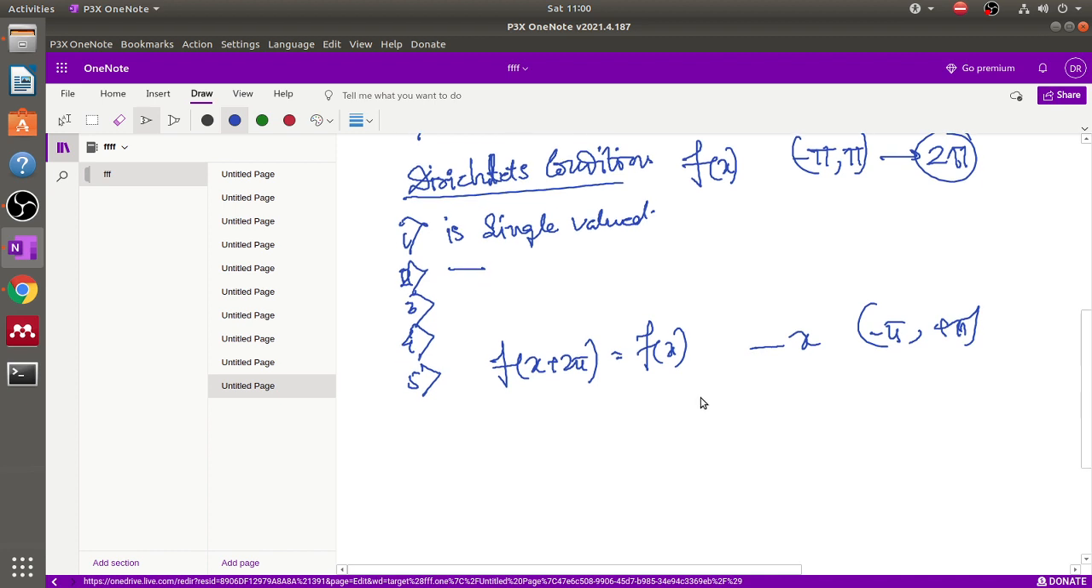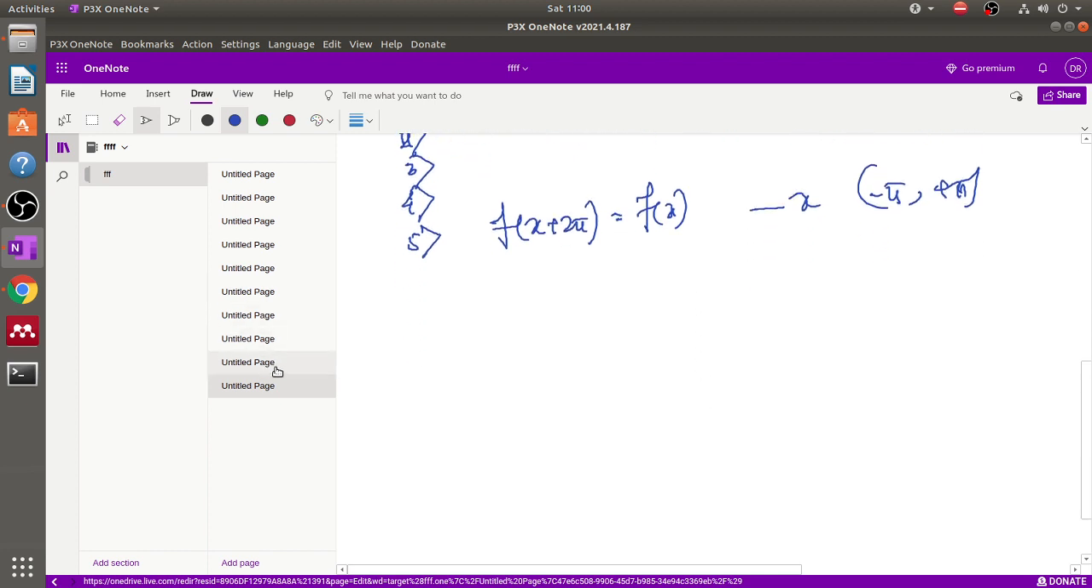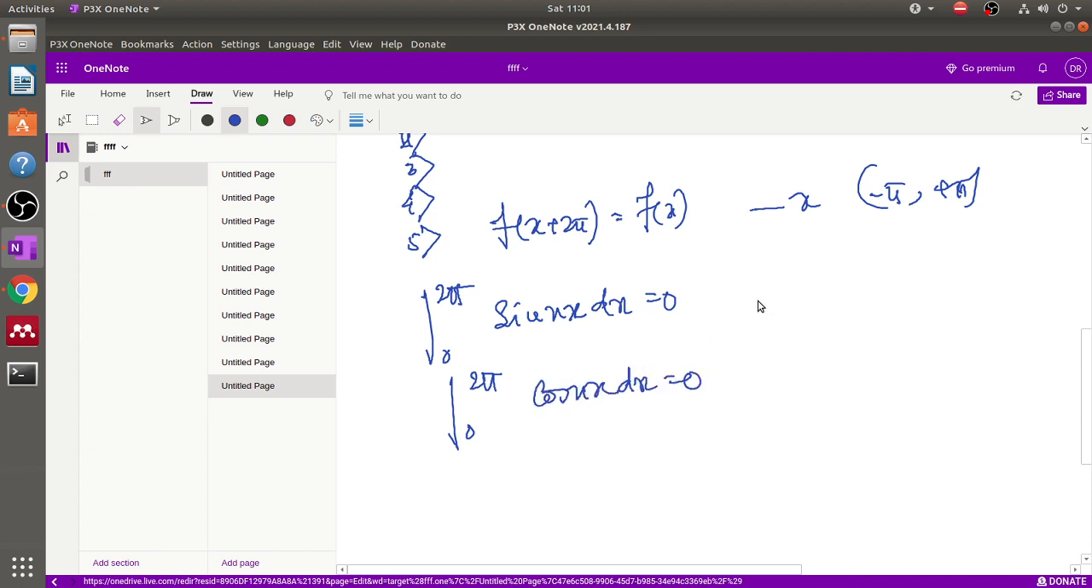Okay, before deriving the Fourier series, the following trigonometric integrations should be remembered. Integral from 0 to 2 pi of sin nx dx is always 0. This is from class 12. Number 2, integral from 0 to 2 pi of cos nx dx is also equal to 0. Integral from 0 to 2 pi of sin square nx dx is equal to pi. Integral from 0 to 2 pi of cos square nx dx is equal to pi.